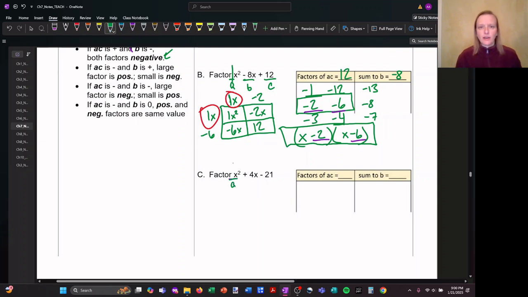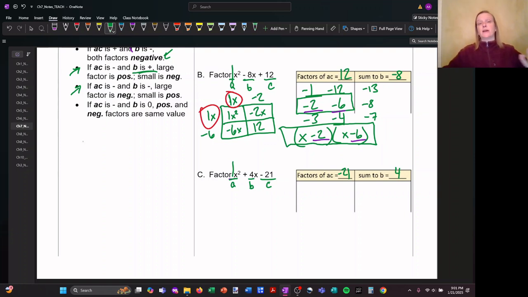So my A value is 1, my B value is 4, my C value is negative 21. So A times C, 1 times negative 21 is negative 21, and my B value is positive 4. The factors of A times C that sum to B. Now notice this time A times C is negative, so it's going to be one of these two procedures here. But my B value is positive, so that's this situation. That tells me that my large factor is going to be positive and my small factor is going to be negative.